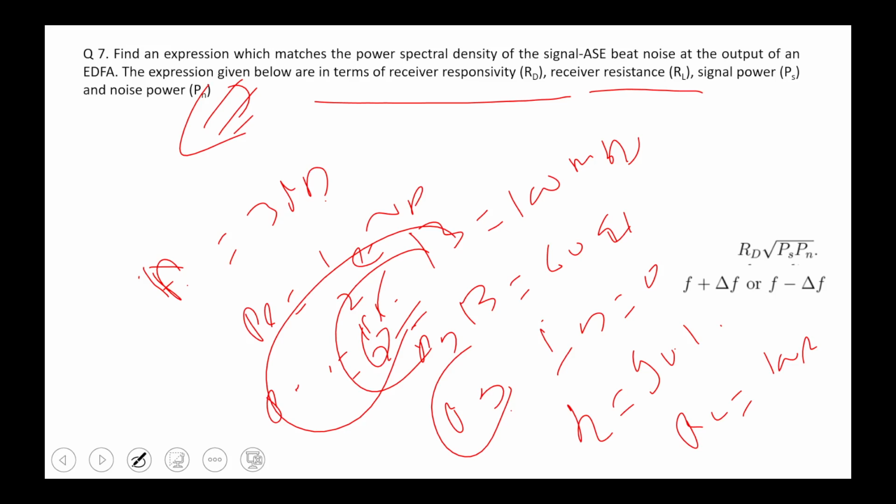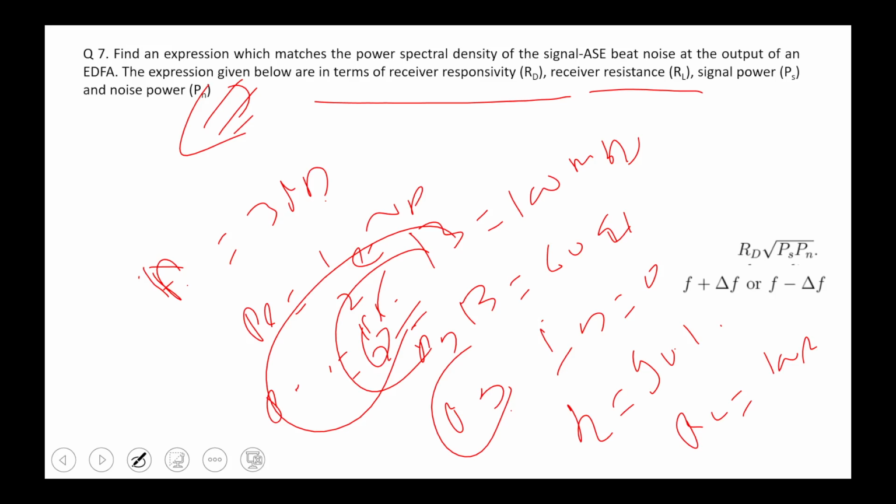One thing, sir. Quantum efficiency is given, so RD you can find out. Then assume room temperature. Everything else is given, so the thermal noise variance you can find out. Then Q square is given. Q is given, so SNR you can find out.